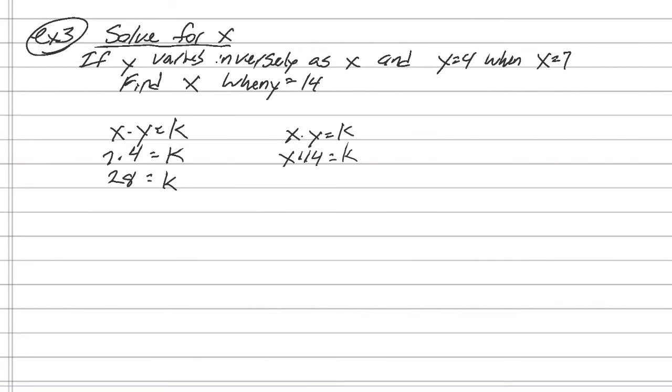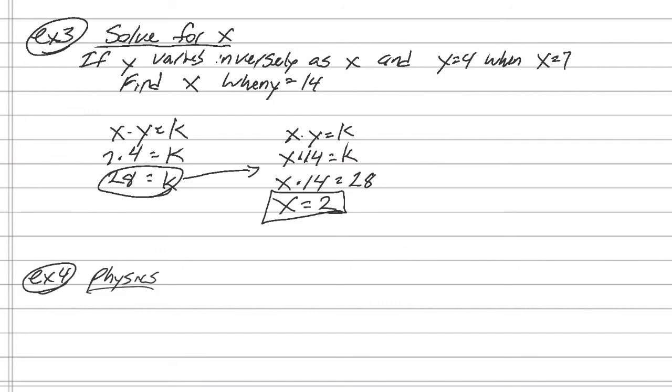So you can actually set these equal to each other, or when you solve this one, you got k equals 28. We can take this k value and just plug it in over here. So we get x times 14 equals 28. Divide both sides by 14, which is going to give me x equals 2. So when y is equal to 14, this one here has x equal to 2. Exciting, huh?